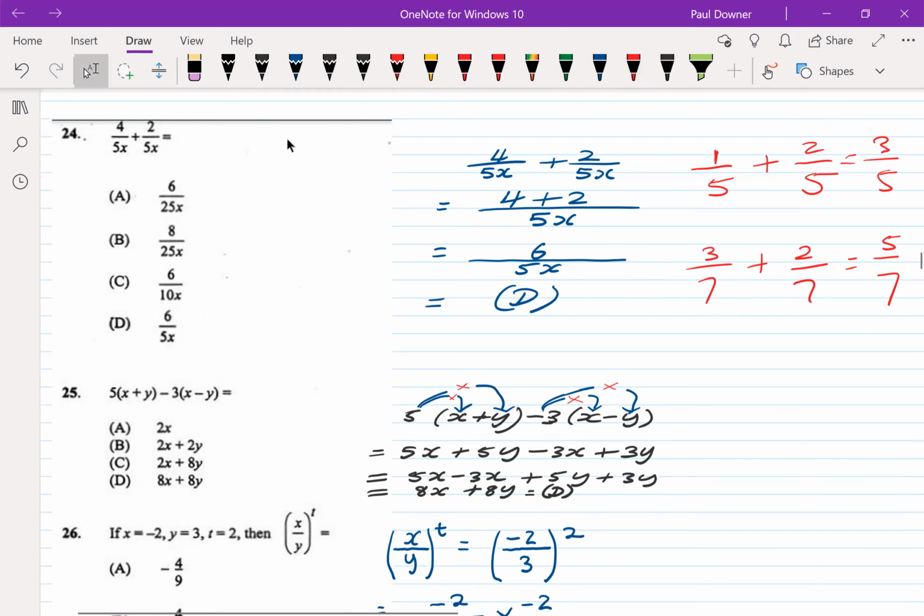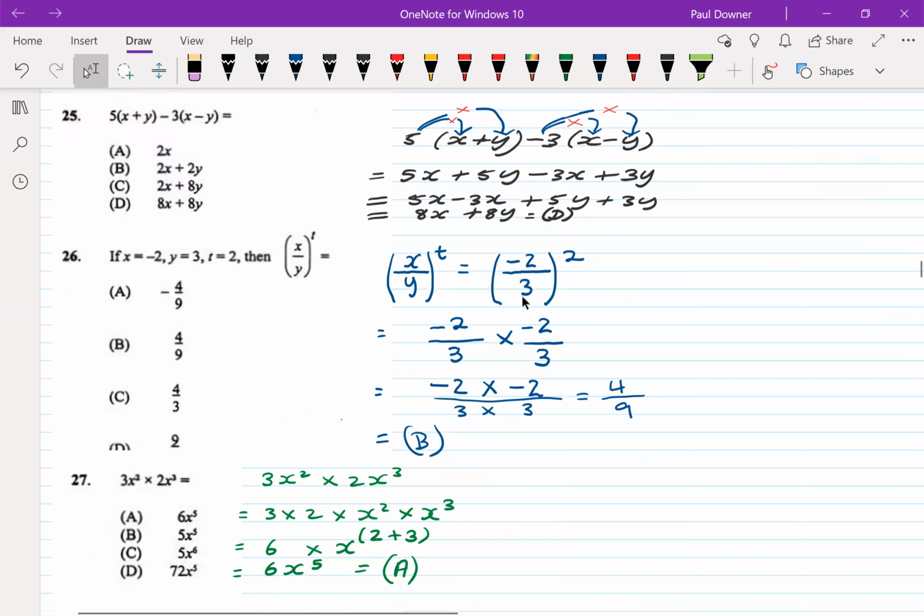Right? Similarly now, if you look here, you notice that the denominators are the same, 5x and 5x. That is giving us permission to simply add the numerators. And the answer will be that answer over whatever the denominator was. So we add 4 and 2 on top. That will give us 6. And we keep the denominator as 5x. So it will be 6 over 5x. And that answer is answer D. Okay, so just use those patterns and you'll be quite okay.